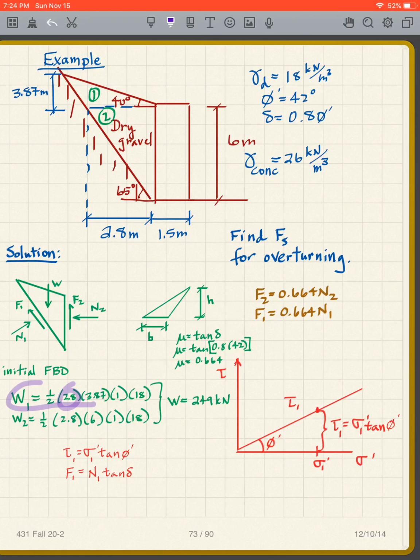And then we're taking 1 meter perpendicular. That's the volume. I have my unit weight is 18. So I get the weight of that triangle. And then I get 1/2 of 2.8 times 6 for that one, which is the area of that. That gives me the volume. And then again the 18. So I can get the weights of both. So if you have something that looks like that, here's how you can get the weight of your wedge very easily.